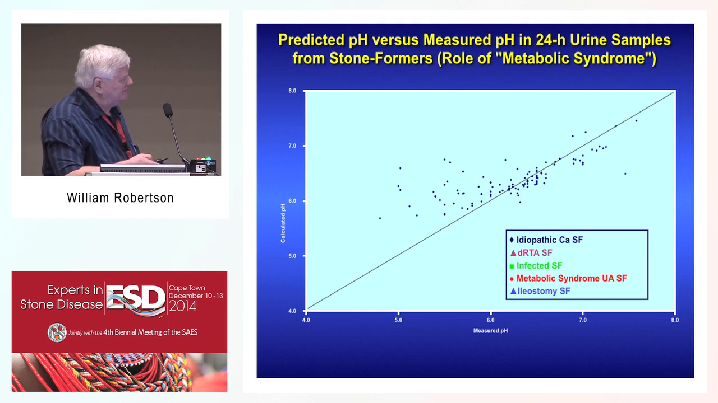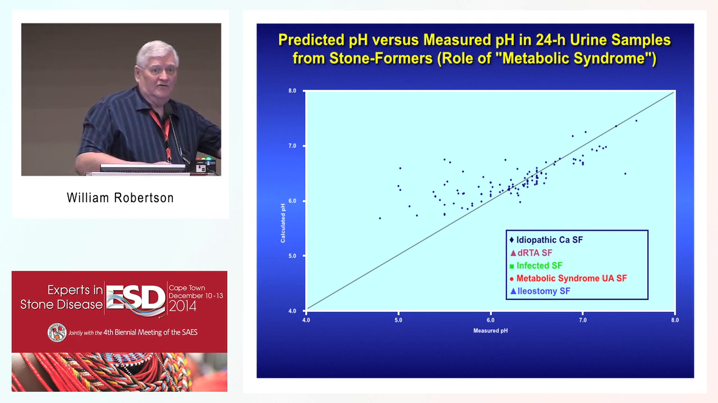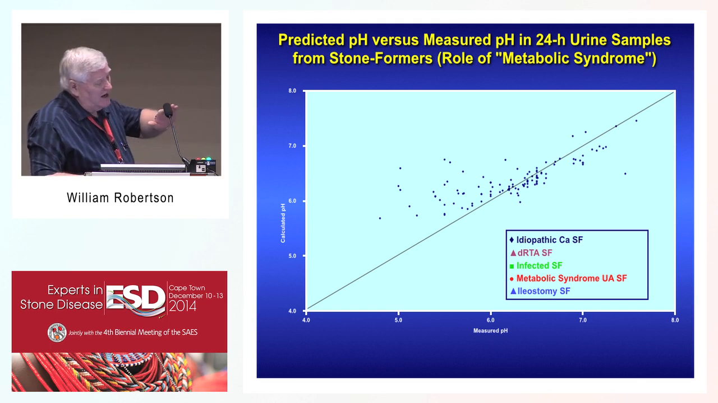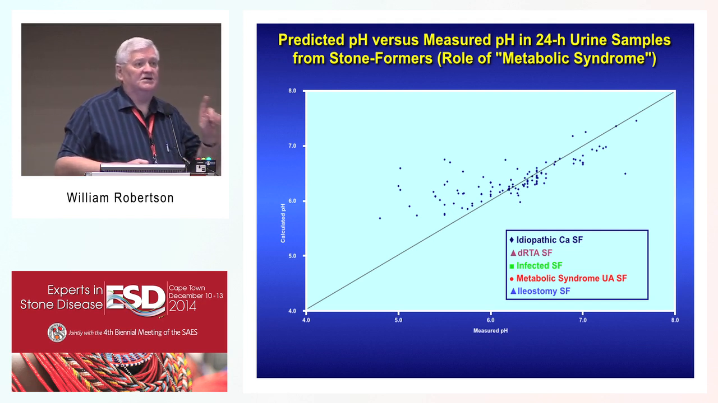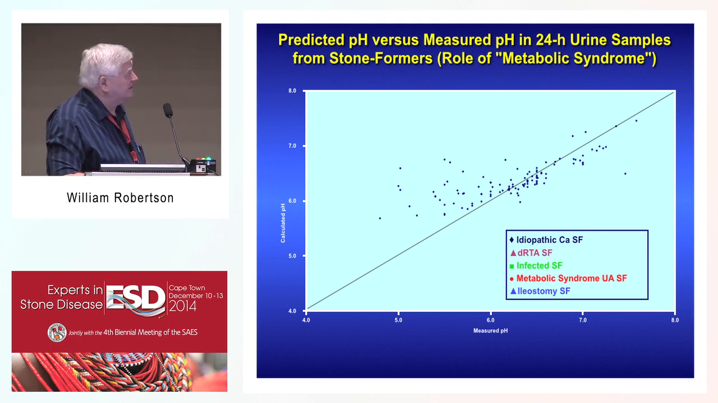And when you compare the predicted value here with the actual measured value in the 24-hour urine, you can see that for the idiopathic stone formers here, most of them lie on the 1-to-1 line. So we're predicting from the diet what the urine pH should be. However, the patients with the metabolic syndrome, you can see in the orange dots here, are passing urines which are more acidic than you would expect just from the composition of the diet. So we want to know what's causing that.